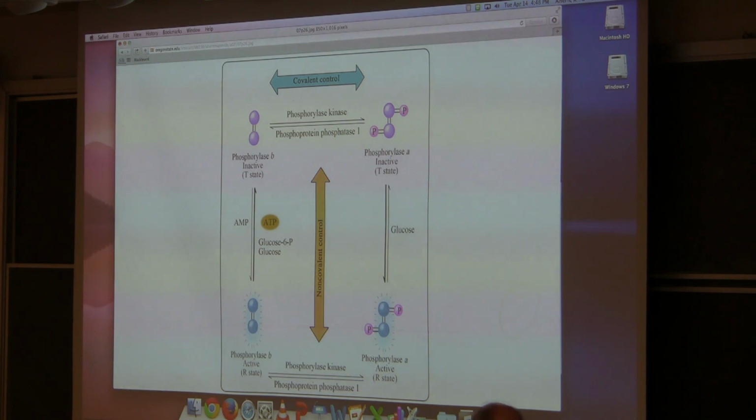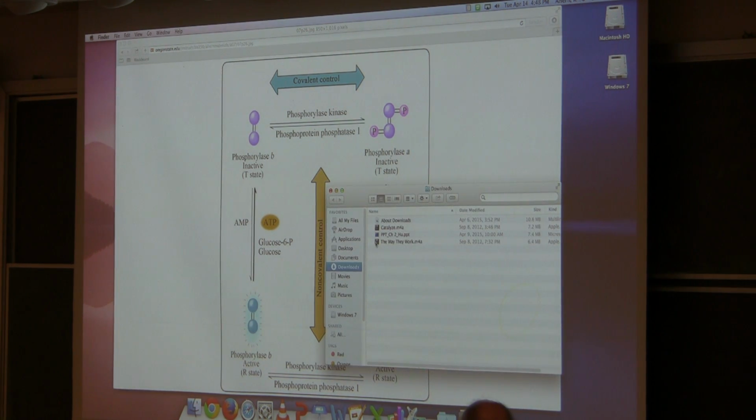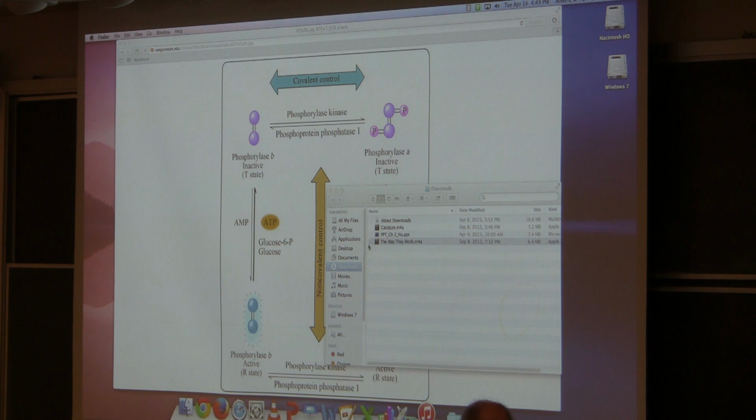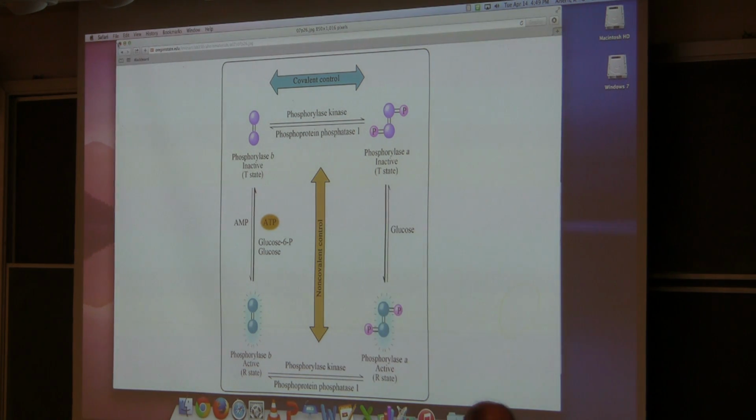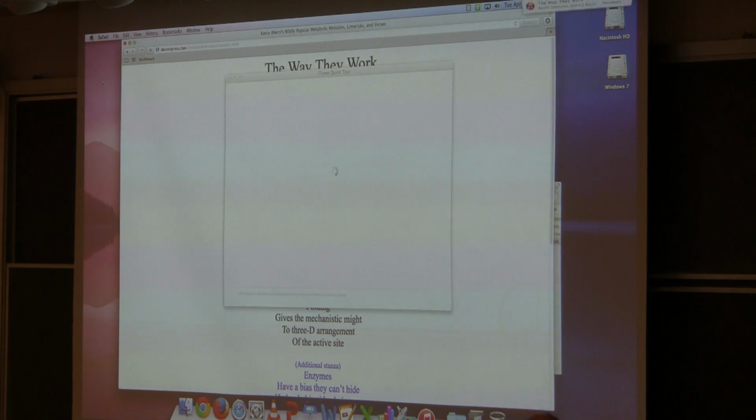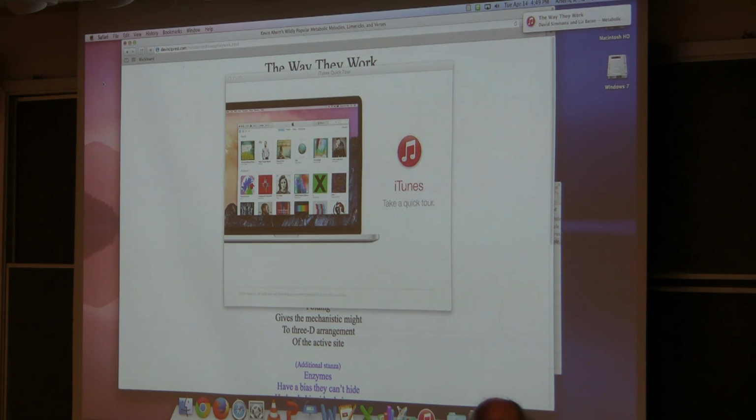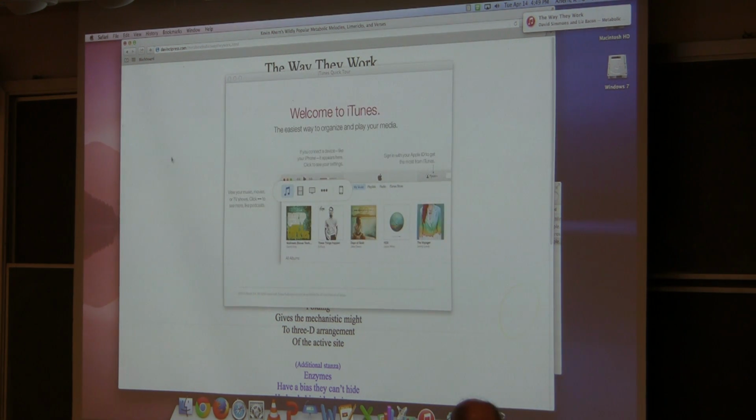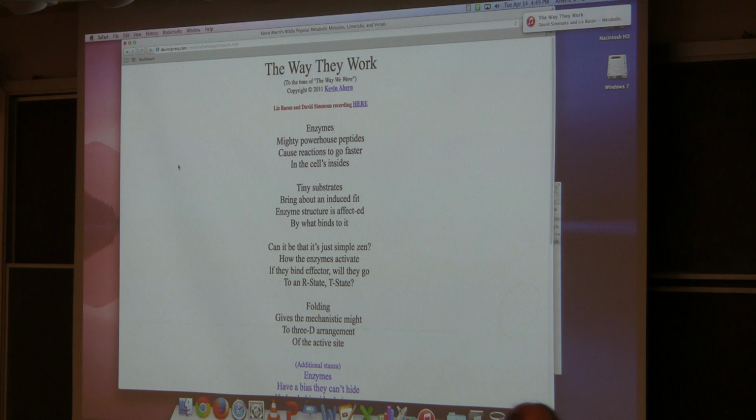I have a song for you today. It's another one I can't sing. Most of them I like to sing, but this is another one I can't sing. It's called The Way They Work. It's a hard one to sing.